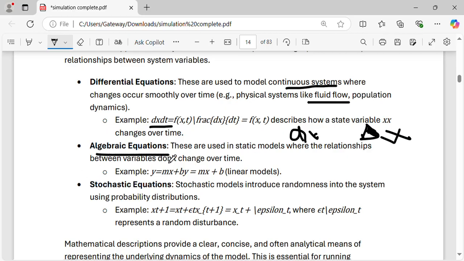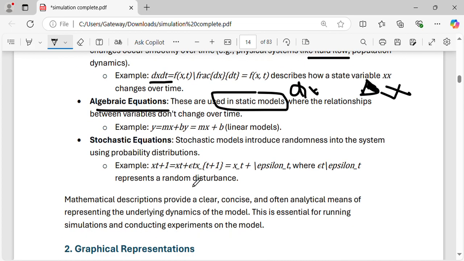Then we can use algebraic equations, which are used in static models where the relationship between variables doesn't change, like y = mx + b. These are like when we have simple linear systems we need to look forward to. Okay.